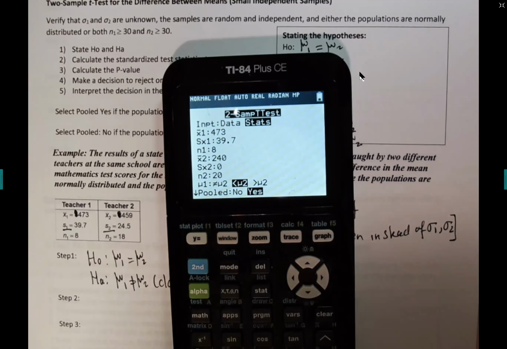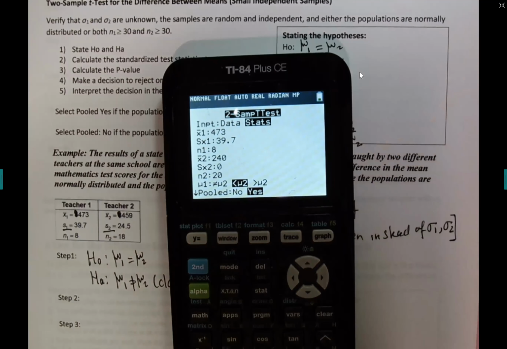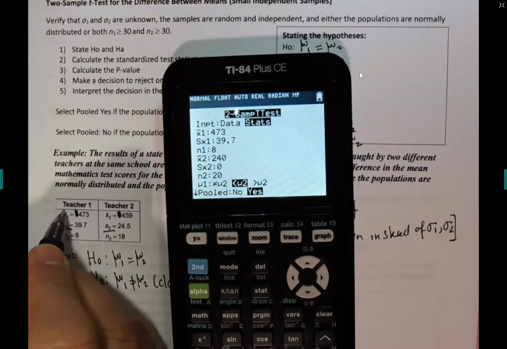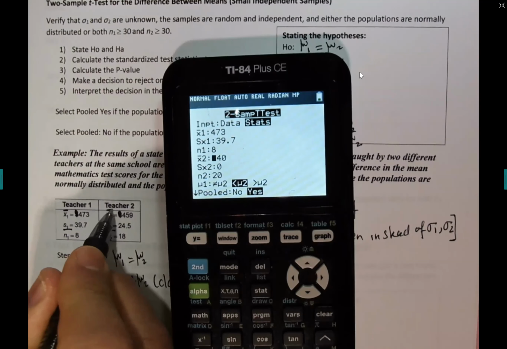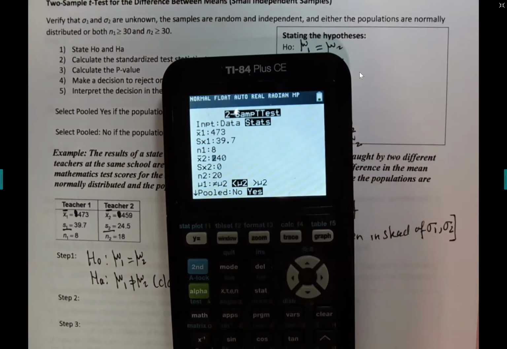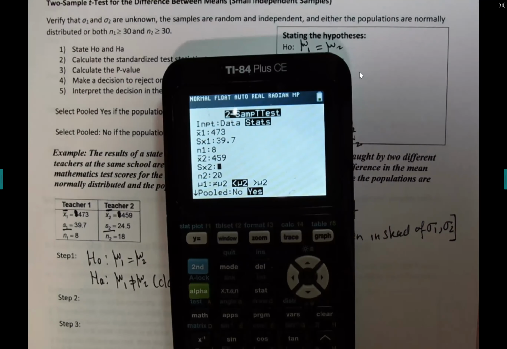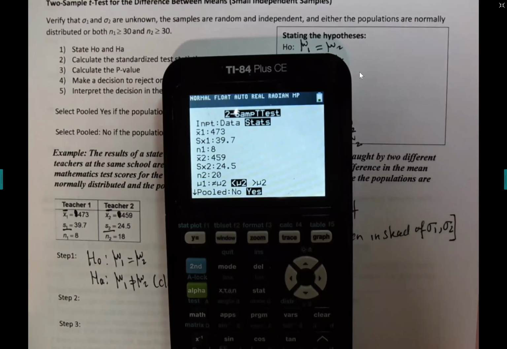X2 bar, which is, that should be an X1 bar and X2 bar. X2 bar is 459. S2 is 24.5. And N2 is 18. And now that's important. Okay, now the alternative sign, you guys agree with me, it's different from Y right here.